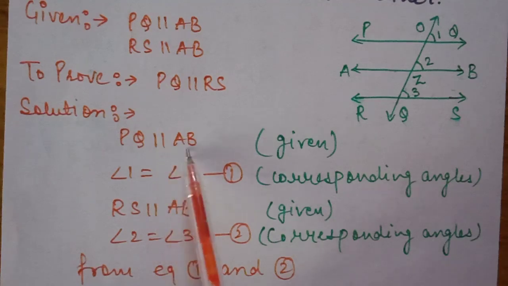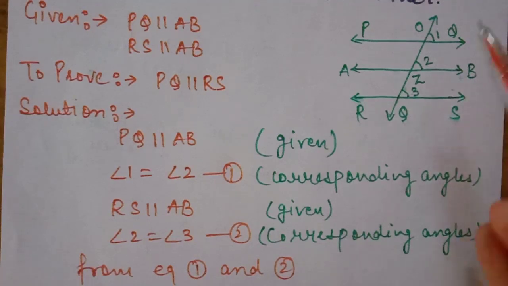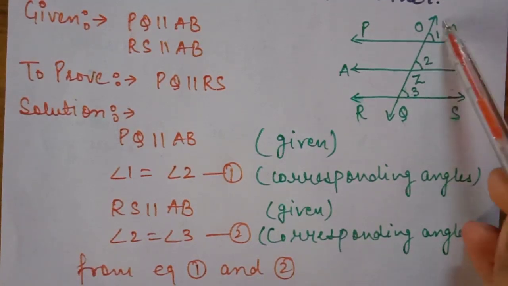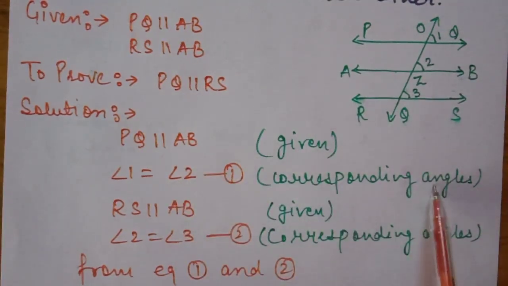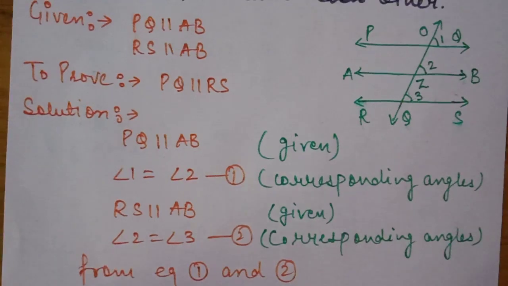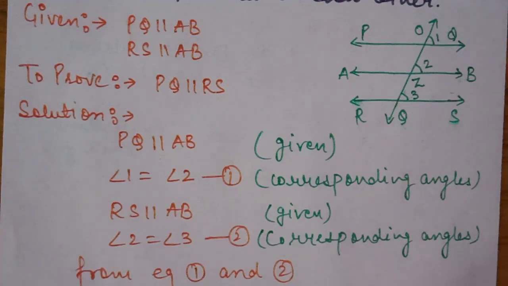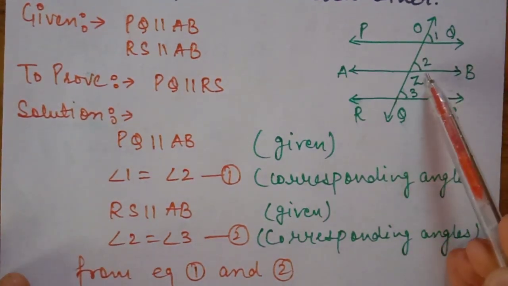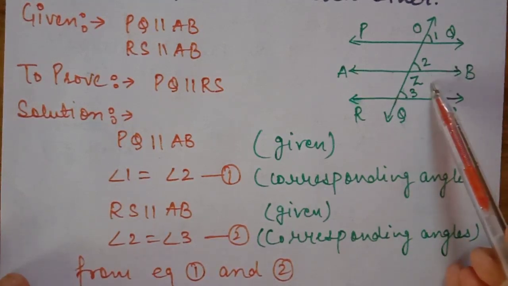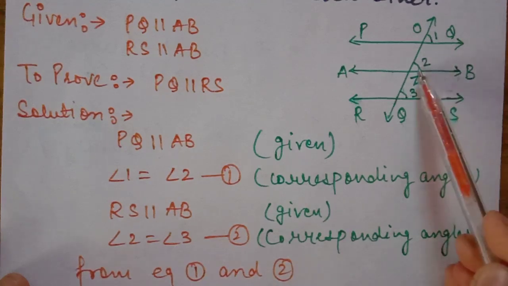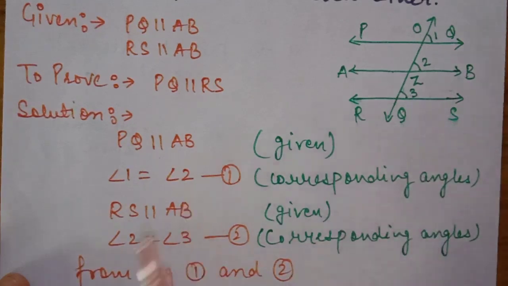Now your solution. PQ is parallel to AB, it is given. PQ parallel AB means angle 1 and angle 2 are related. What is the relation between angle 1 and angle 2? They are corresponding angles. What are corresponding angles? Those angles which are sharing the same matching position. Same matching position means they are lying on the upper side or the lower side of the parallel lines. So angles 1 and 2 are lying on the upper side of the parallel lines and on the same side of the transversal line. So they are corresponding angles.